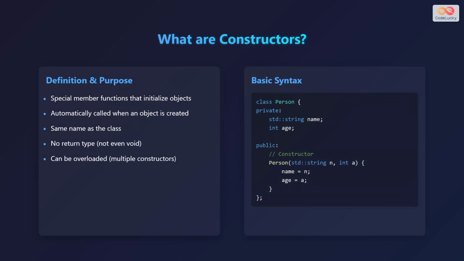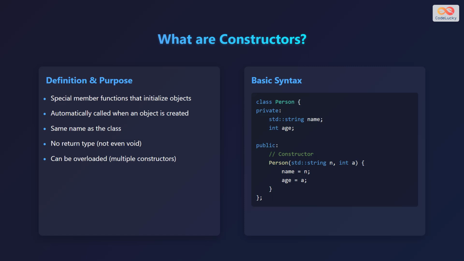Constructors are special member functions within a class that initialize objects of that class. They are automatically called when an object is created. Constructors have the same name as the class and do not have a return type, not even void. A class can have multiple constructors with different parameters. This is known as constructor overloading.